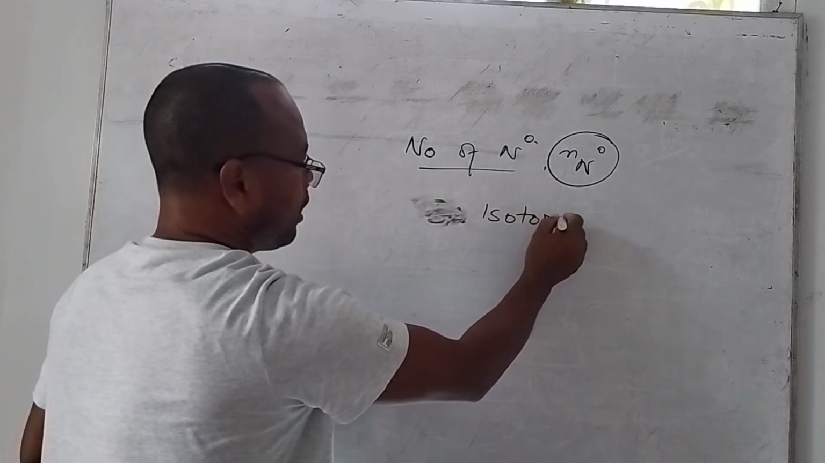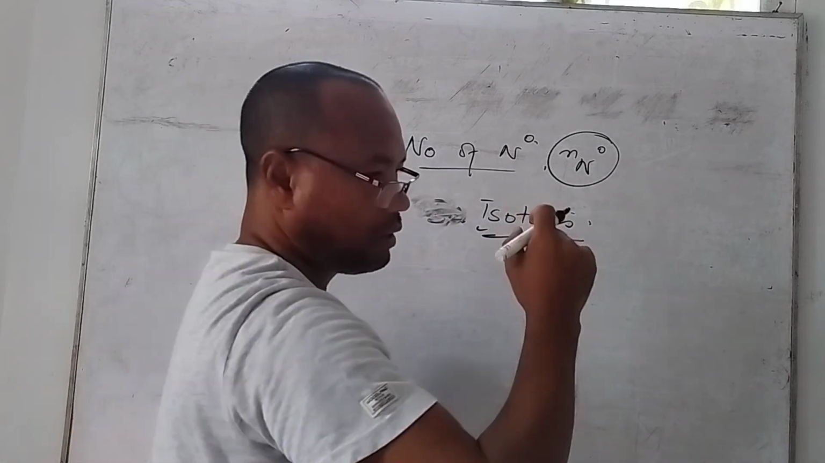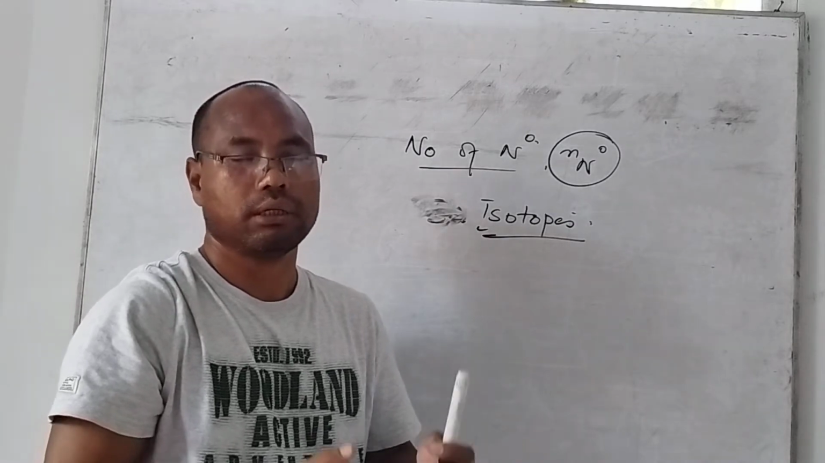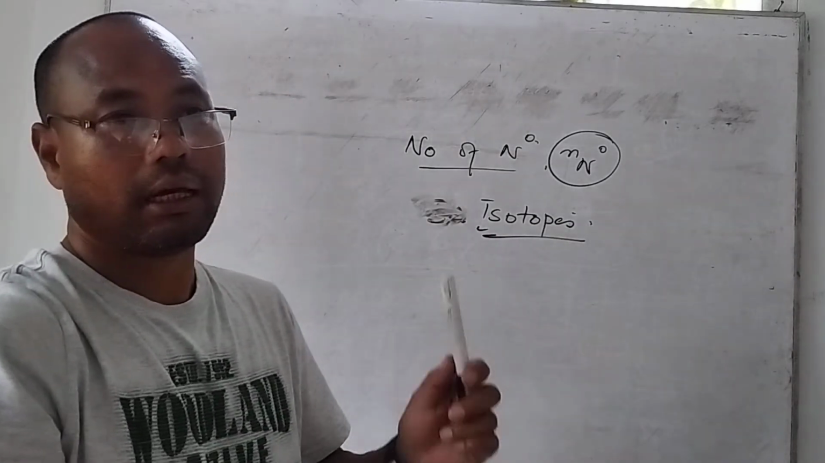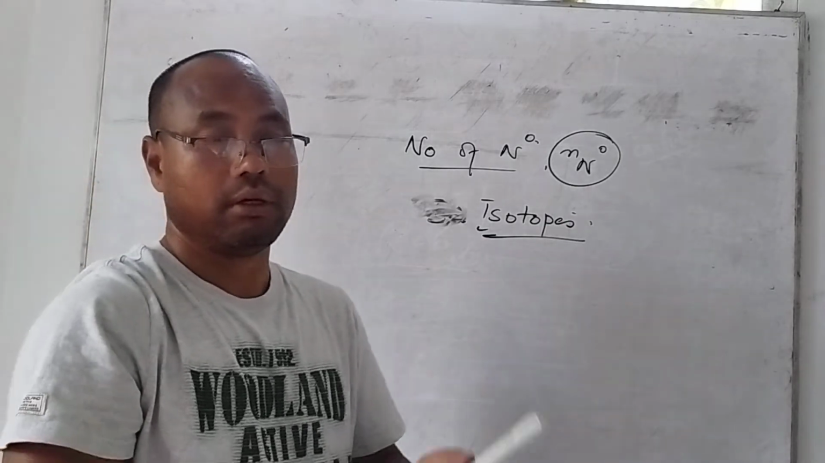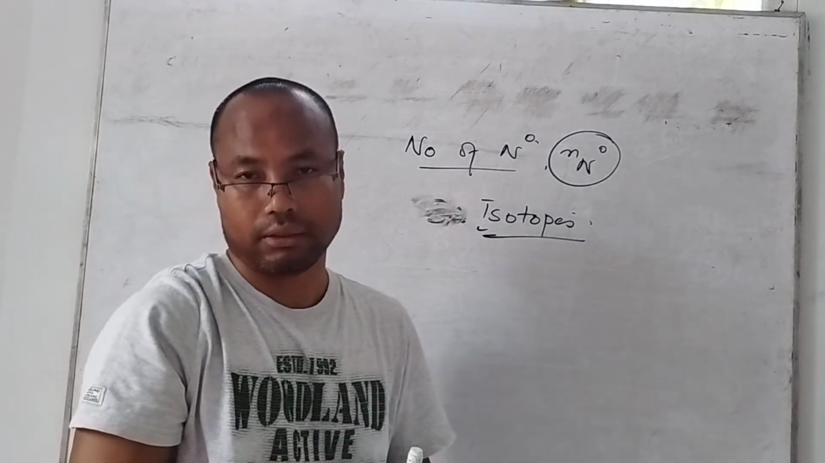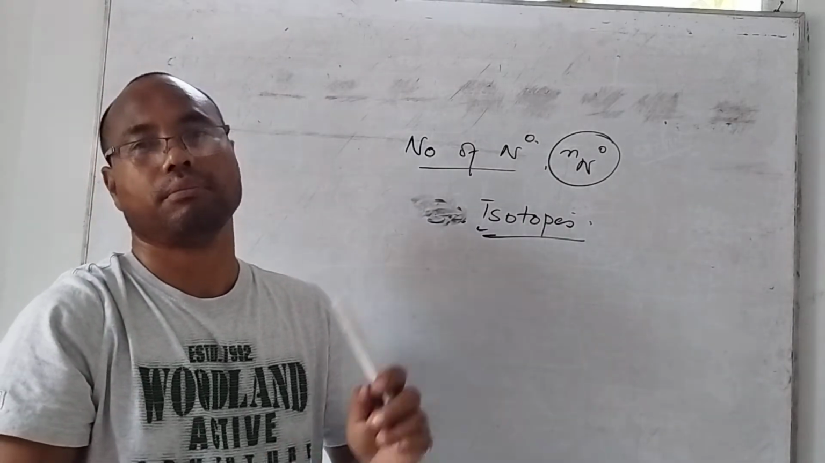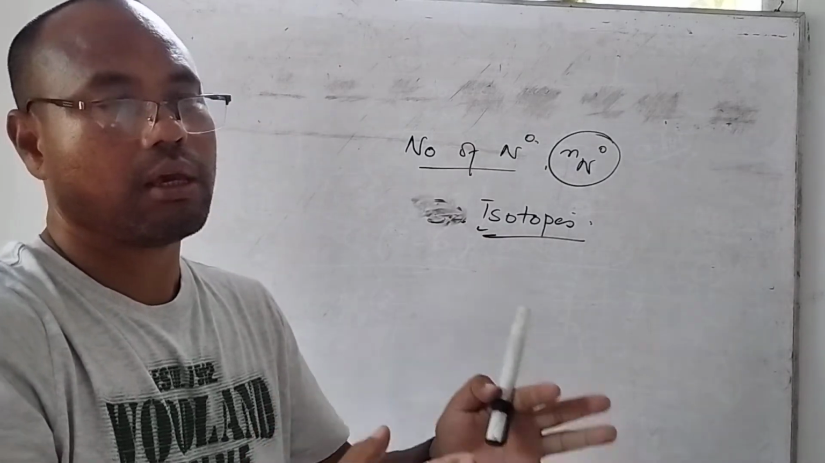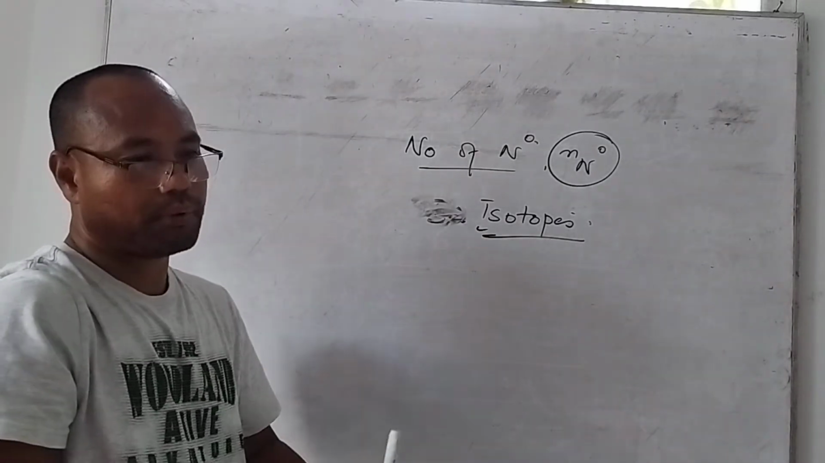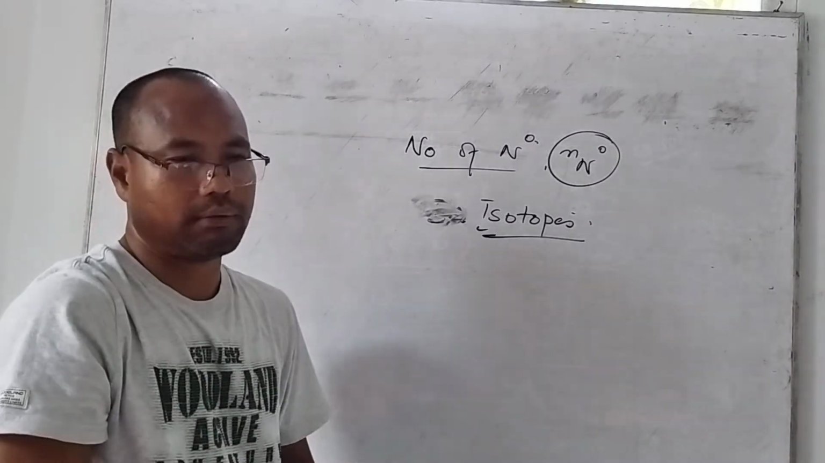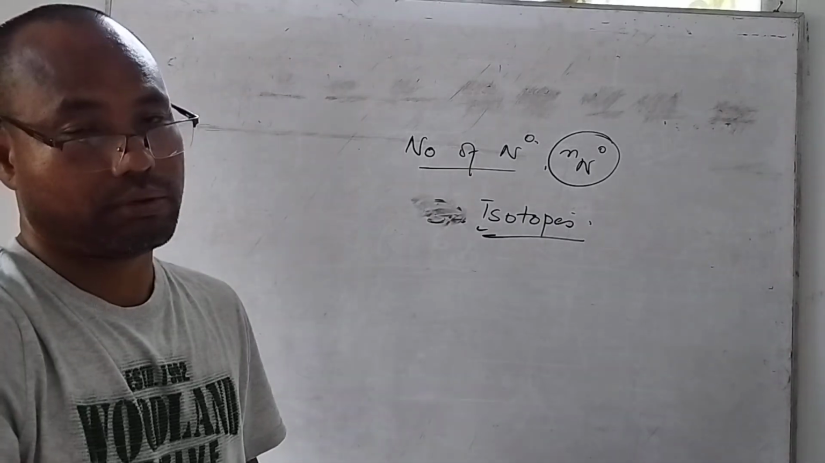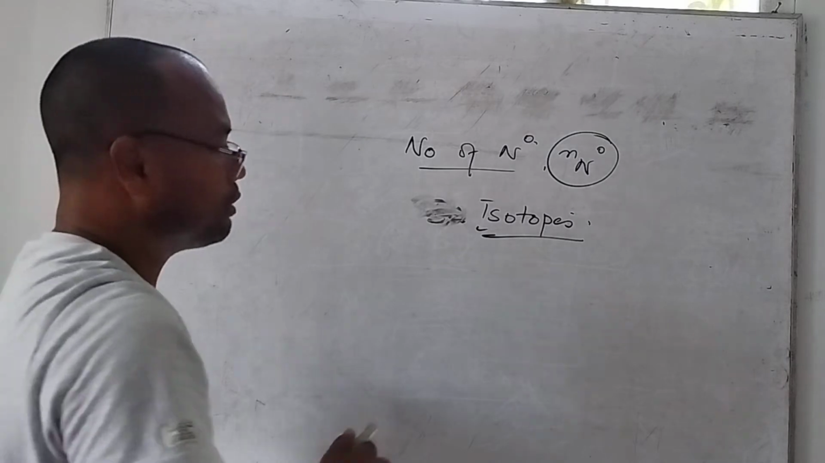What is it? Isotope. What do you mean by isotope? Isotope is a property of an element. What does it mean? Different atoms of the same element. I mean, one element can have different atoms. So different atoms of the same element have the same number of protons. The number of protons is the same in the different atoms, but a different number of neutrons is present in the nucleus.